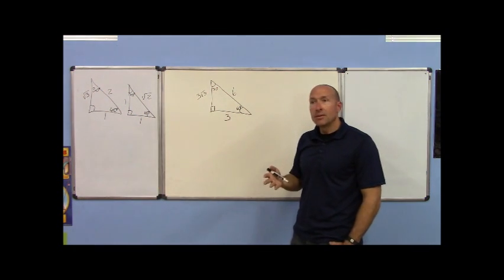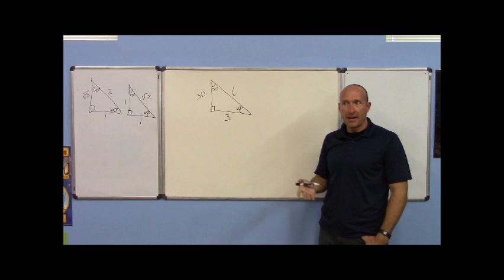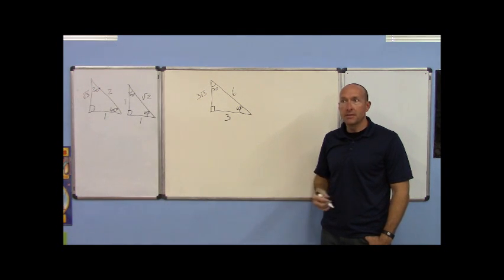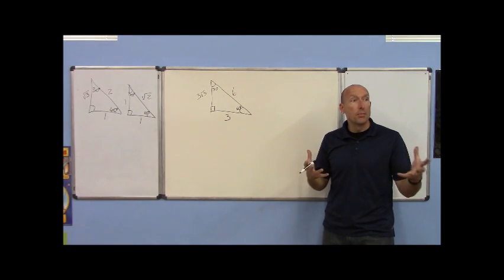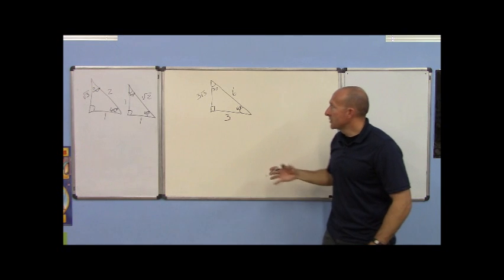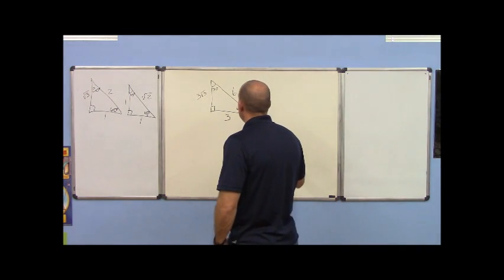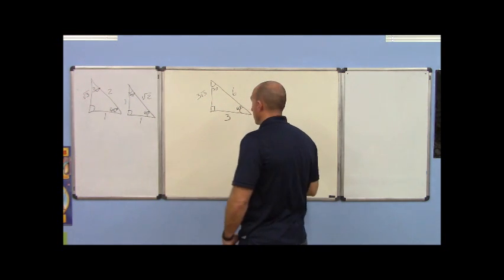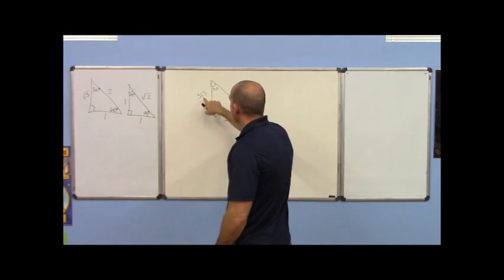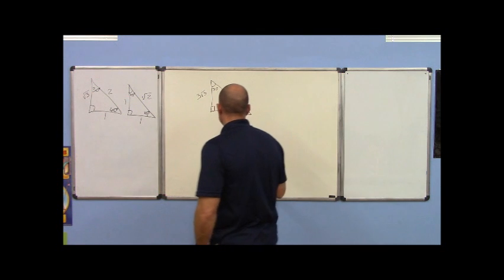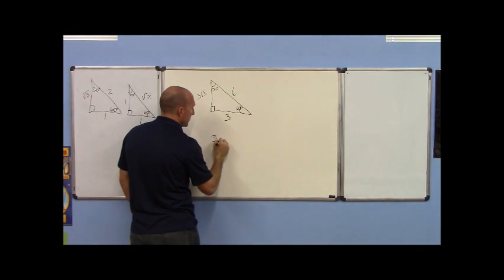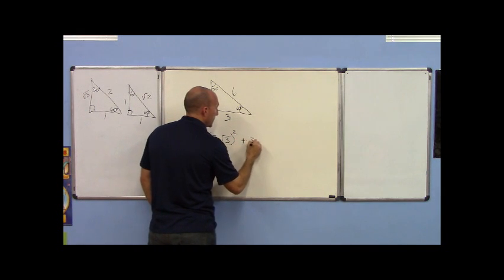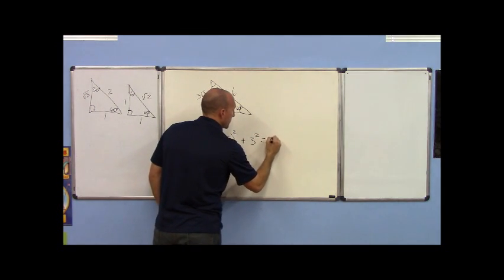Okay? Now, let's test that theory and see if that's accurate or inaccurate, because that's what some people might consider. So let's check this out. We'll do this a couple of different ways. First, we'll do a squared plus b squared equals c squared. So we have 3 square root of 3 squared plus 3 squared equals 6 squared.